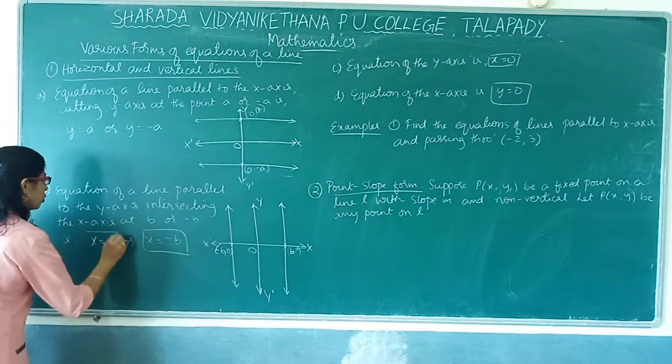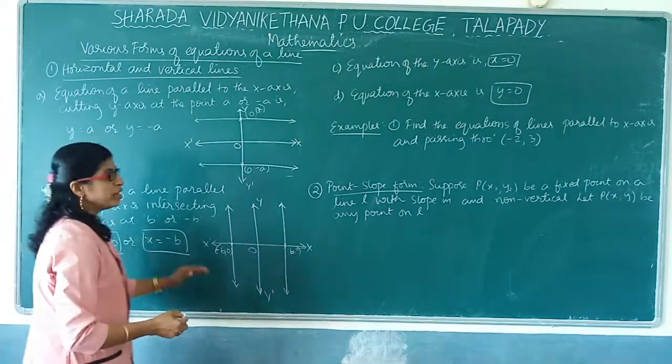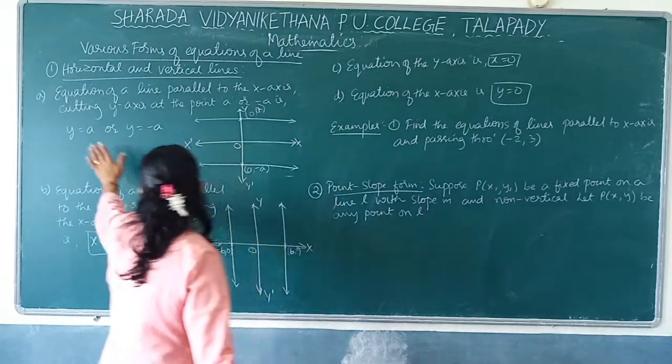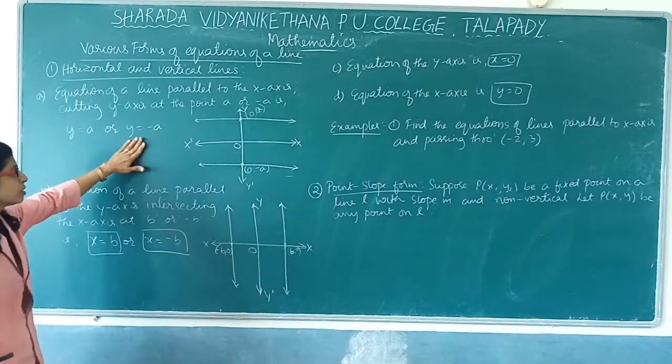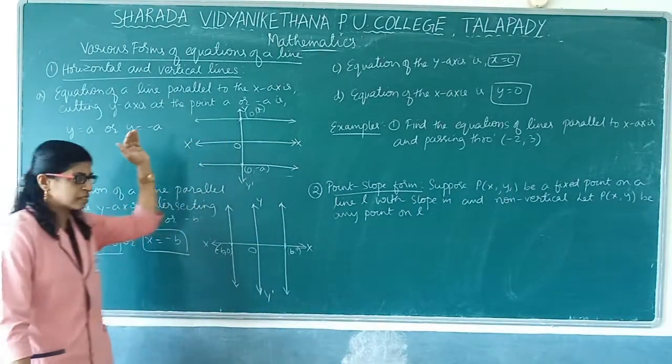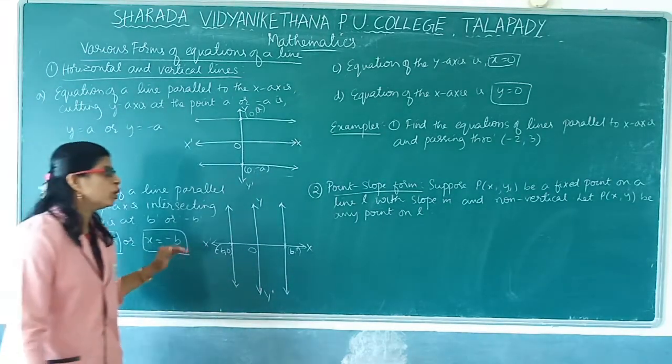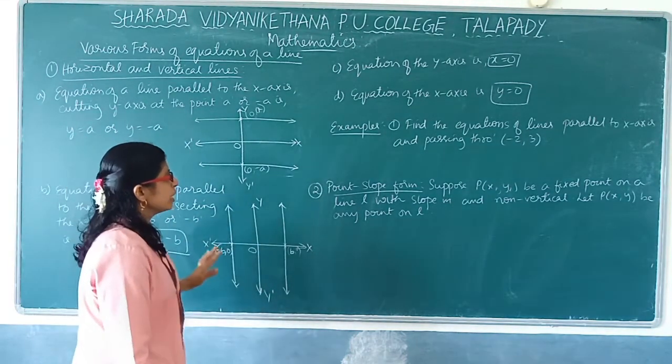At which value of x, at which point it is intersecting, based on that you have to write the equation of the line. So here y is equal to a or y is equal to minus a. What is this? This is parallel to the x-axis. If it is parallel to the y-axis, you should write x is equal to b or x equal to minus b. So we will just see an example.